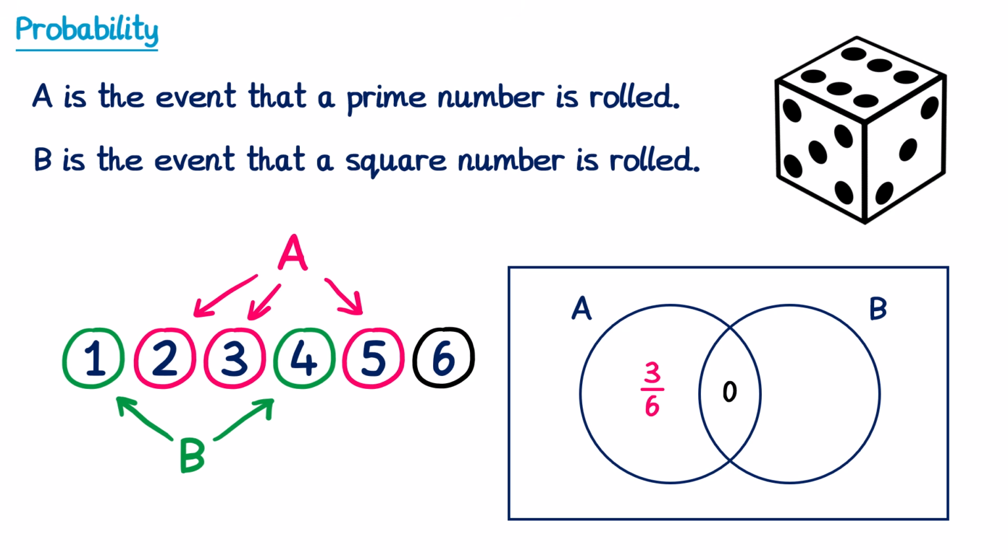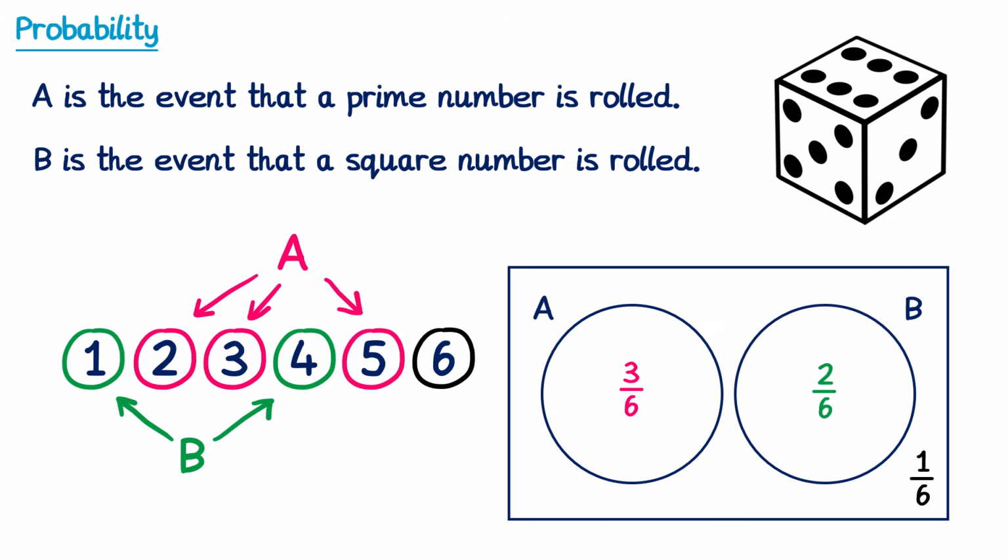And for event B, there are 2 square numbers, so we have 2 over 6. And of course there's one number, the number 6, that doesn't fit either of these events, so we have 1 over 6 on the outside. So we could draw the Venn diagram for these two events in this way, or since the probability of A and B is 0, we could actually separate those two circles and draw it like this.